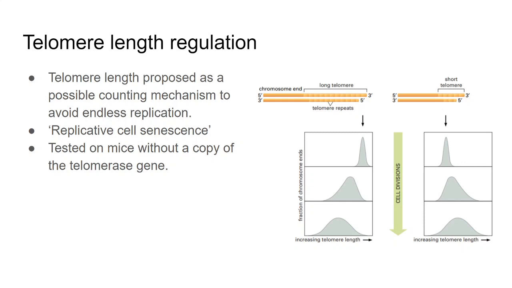So once the telomeres have shortened enough, what you would see is that these progeny mice aged much faster. They showed aging related disorders right from childhood. They showed a very high incidence of cancer. So therefore, the telomerase gene is very essential for the maintenance of replication cycles.